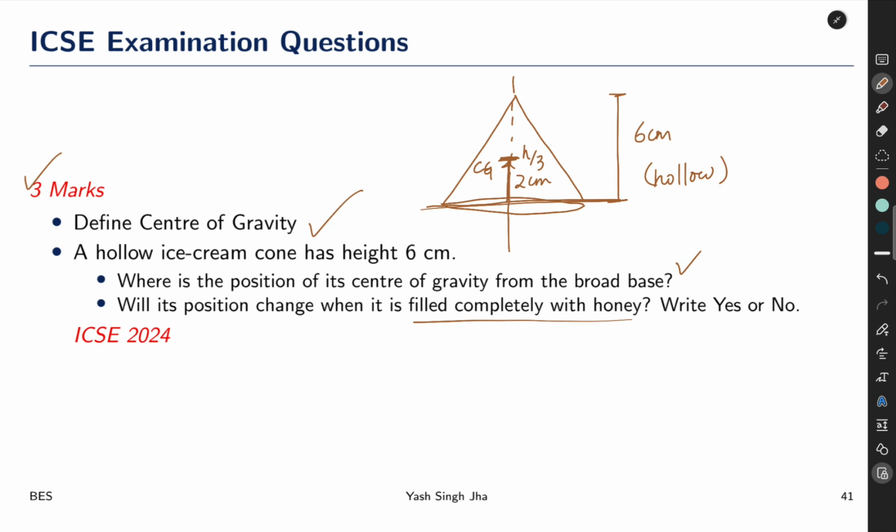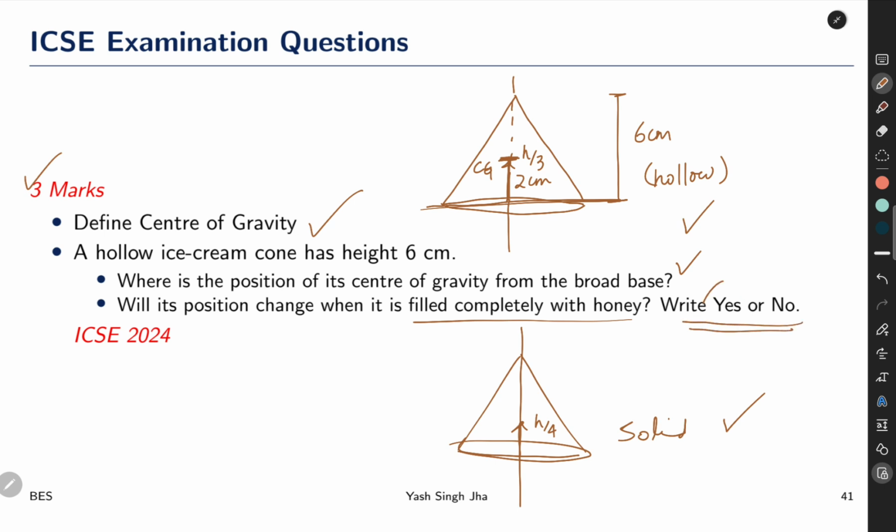So if it were a uniform, completely filled cone, then we know that the center of gravity would again be along the axis, but at a height of h by 4, lower than in the hollow case, because we have filled the cone. For a hollow cone the center of gravity lies at h by 3, but for a solid cone which is completely filled, it lies at a height of h by 4 from the base along the axis. So the answer is yes, only yes.